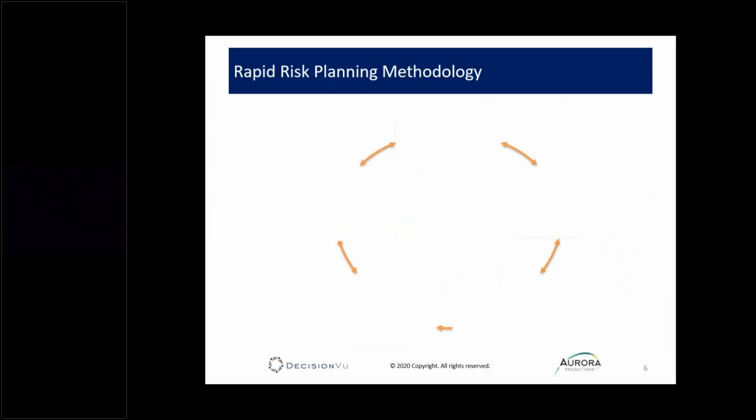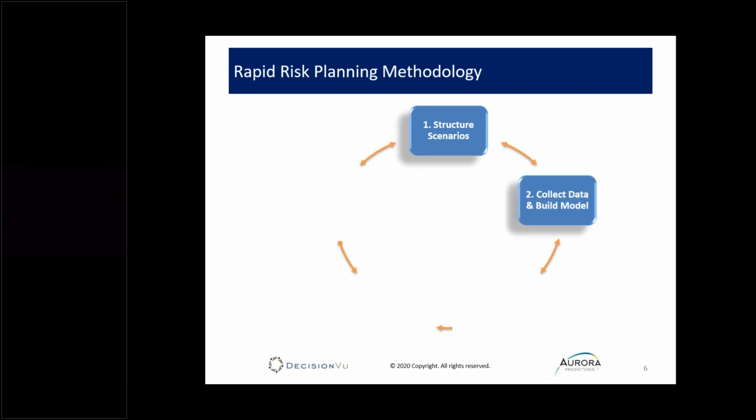So let's begin with the rapid risk planning methodology. First, we have 5 steps. The first is we structure scenarios. We'll go over all of these in detail. Second, we'll collect data and build a model. Now you'll notice that the arrow between number 1 and number 2 is a two-way arrow, and you'll see that as we go through the 5 steps.